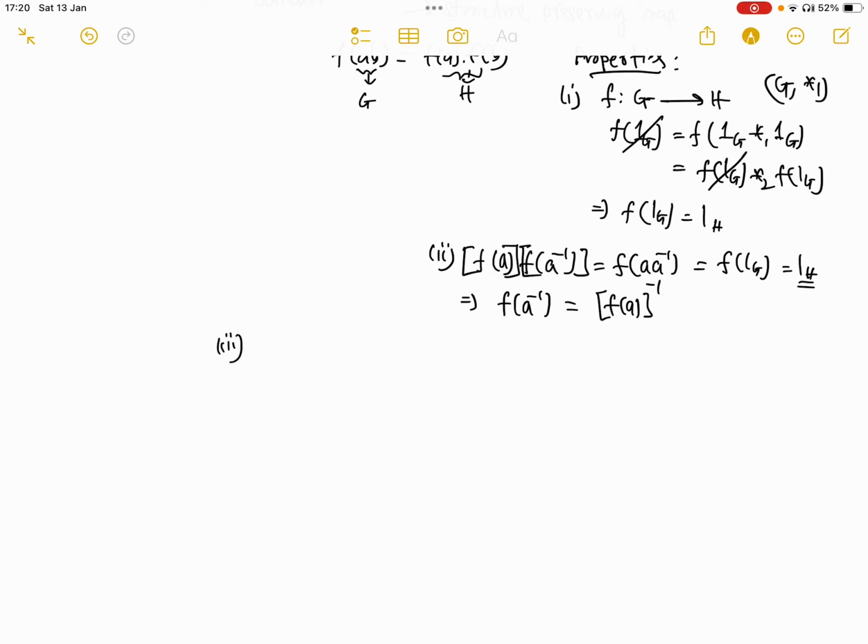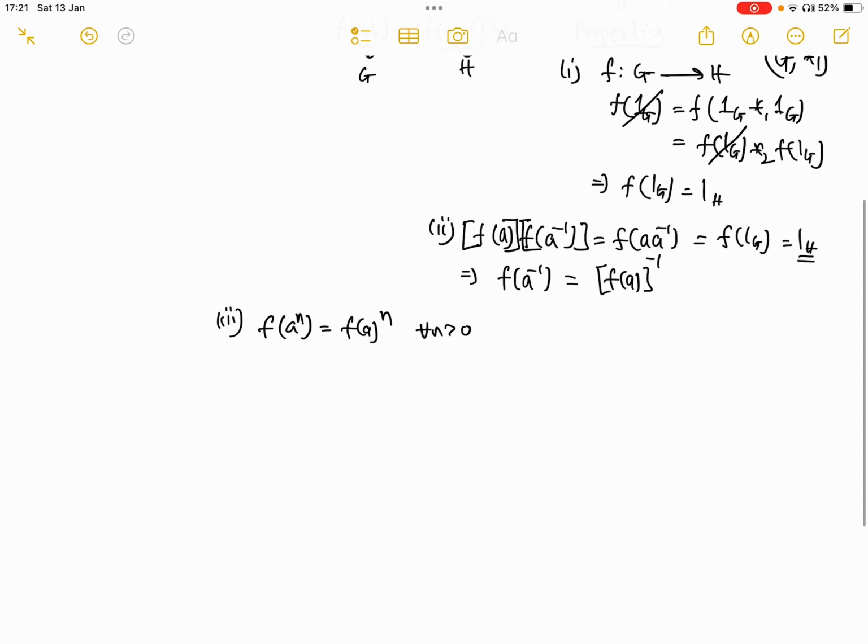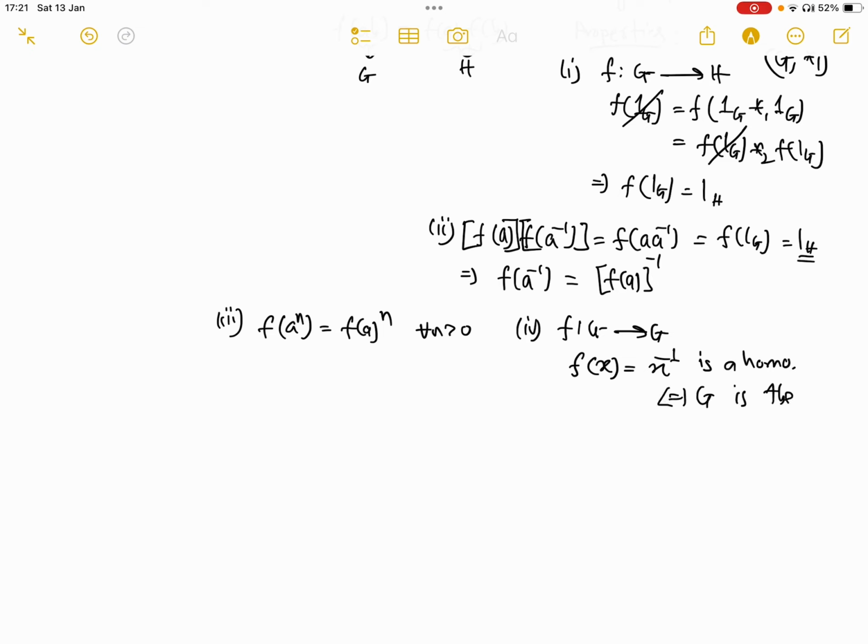Now let's see the third property. Again it's easy. f of a to the power n is f(a) whole to the power n for all n greater than 0. That just follows from the definition. Another one is, from G to G, taking any element to its inverse, is a homomorphism if and only if G is abelian, right?